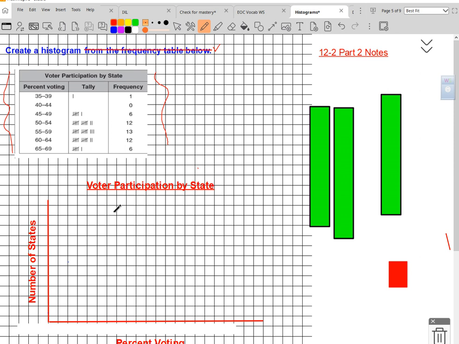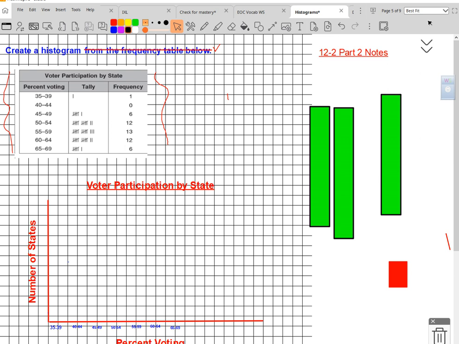So you look up there, 35 to 39, one tally mark, the frequency is 1. So only one state had a voting percentage that fell between 35 and 39. We don't know what that value was, but we know there was one between 35 and 39, including 35 to 39. Okay. So we should have a title, we should have what we call an x-axis and a y-axis, and now we're going to put our intervals in there, and that's too little.